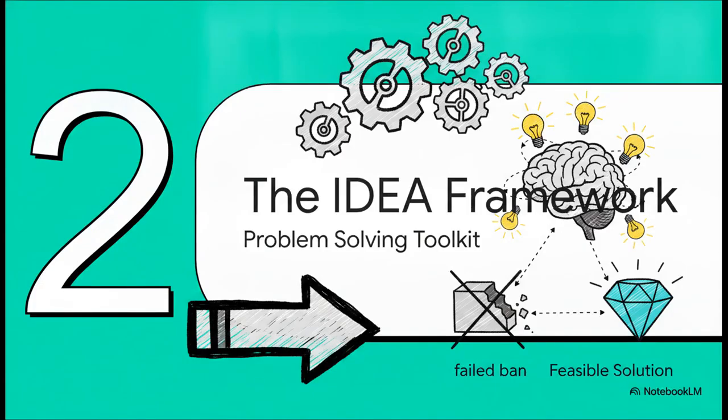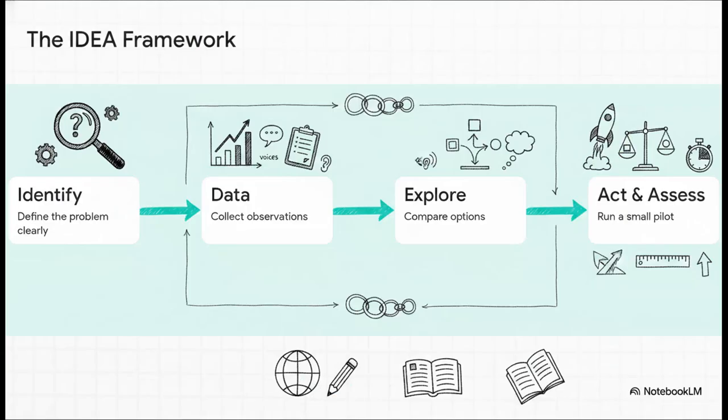Which brings us perfectly to Section 2, the idea framework. This is your toolkit for realistic problem solving. This framework is exactly how they pivoted from that failed ban to a solution that actually worked. It's a structured tool that basically takes the emotion out of a failure and replaces it with pure strategy.